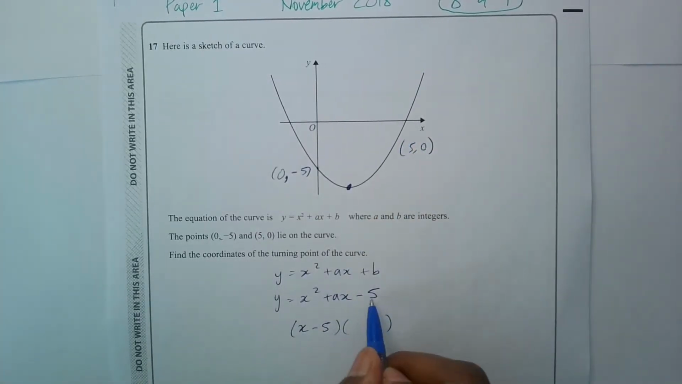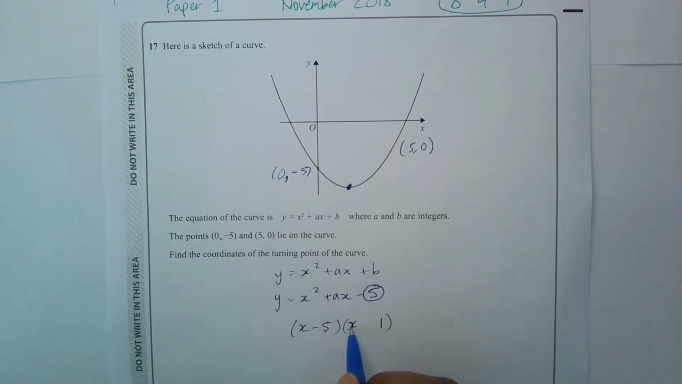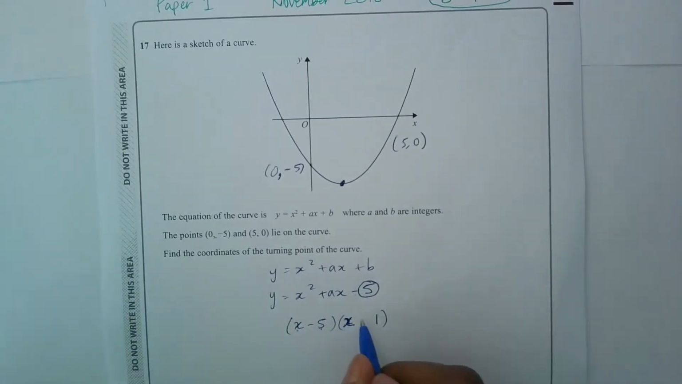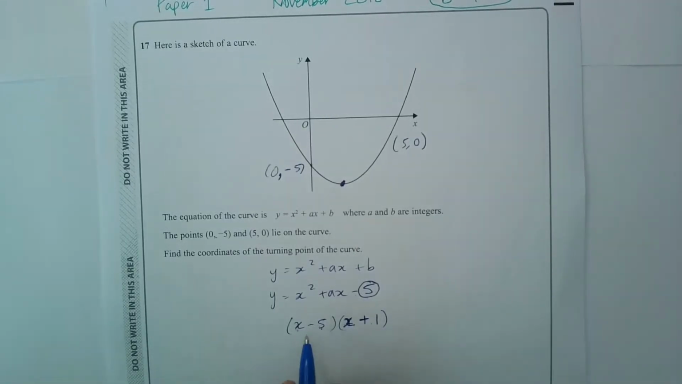Now, if I look at it, my last number is 5. 5 times what gives me 5? It must be 1. So I've got x and x for double brackets. When I expand them, x times x is x squared. Now, I've got plus ax. Well, this is minus 5, so this must be positive. Plus 1 times minus 5 is minus 5. This cannot be negative 1. Negative 1 and negative 5 would be plus 5, which would not match that. So that's the key thing here.